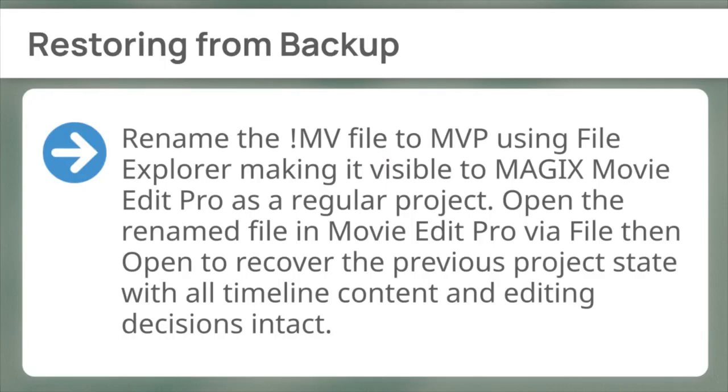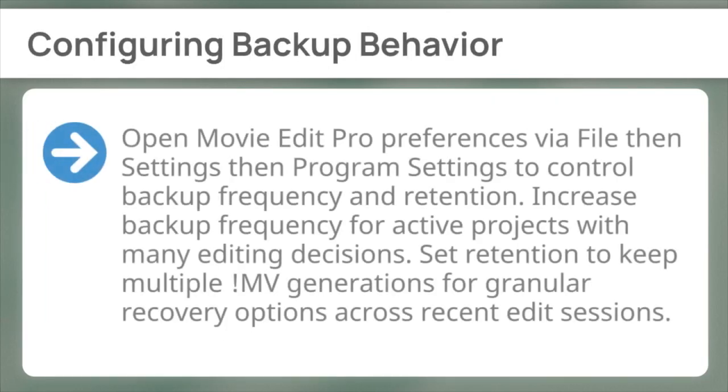Open the renamed file in Movie Edit Pro via File, then open to recover the previous project state with all timeline content and editing decisions intact. Next, configuring backup behavior. Open Movie Edit Pro Preferences via File, then Settings, then Program Settings to control backup frequency and retention. Increase backup frequency for active projects with many editing decisions. Set retention to keep multiple .mv generations for granular recovery options across recent edit sessions.